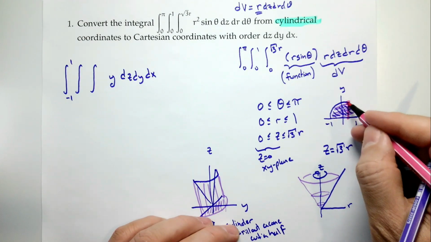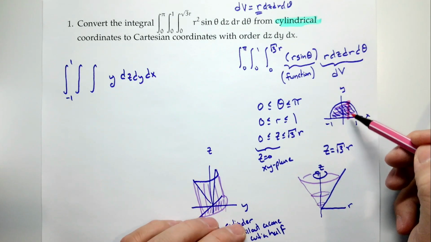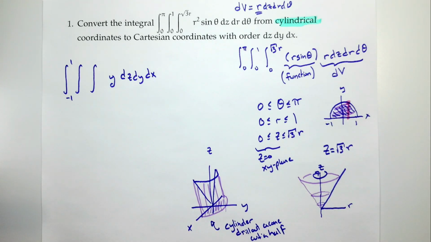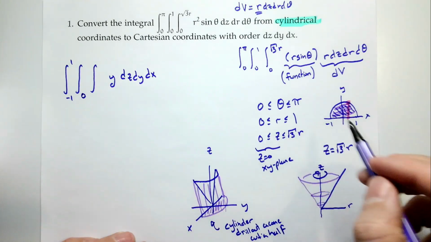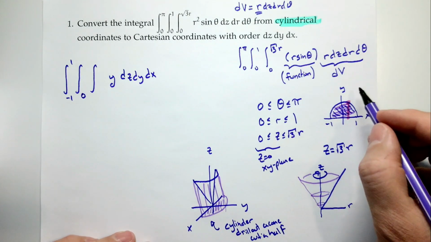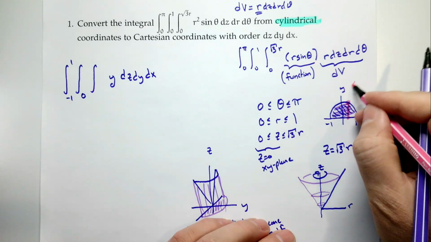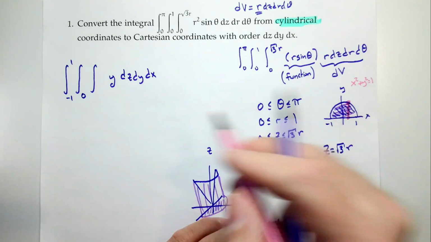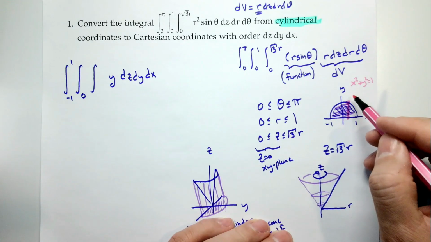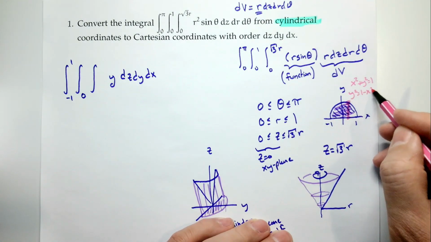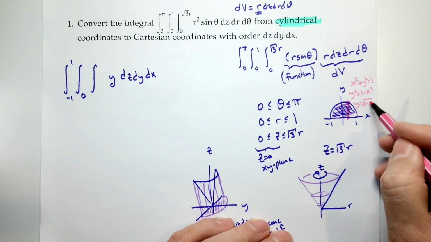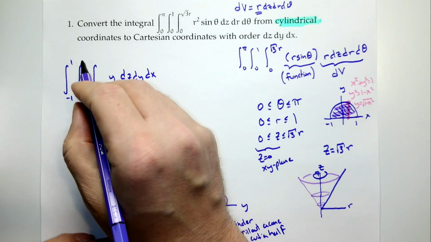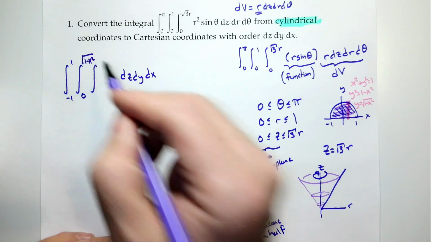Now, you can imagine I have some x. Where does the y go from? In other words, as I'm moving up and down here, I'm going to go from this bottom, which is y equals 0, up to the top half of that circle. That circle is x squared plus y squared equals 1. Solving for y, because this is a y bound, y squared equals 1 minus x squared, and I take the positive square root because it's the top half. So I go from 0 up to the square root of 1 minus x squared.